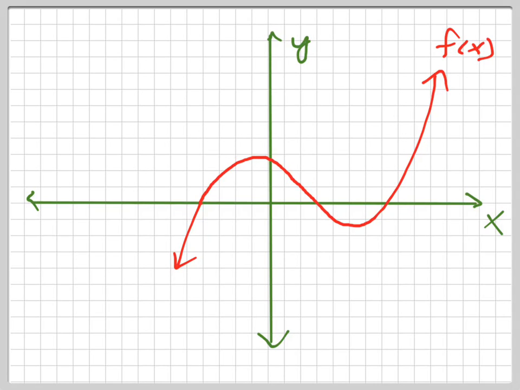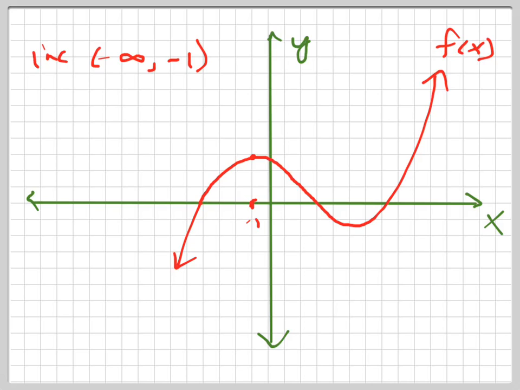Let's just talk about what it means to be a derivative by looking at a graph. So here's the graph of f of x. F of x looks like a cubic graph, and you'll notice that it increases from negative infinity all the way to this point right here. Let's call that negative 1.